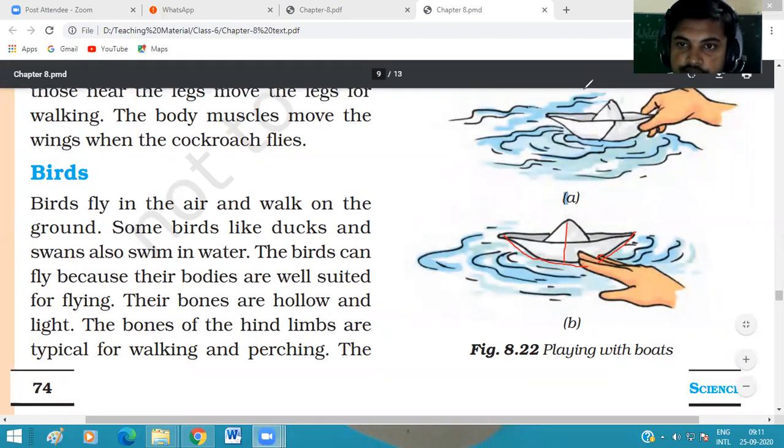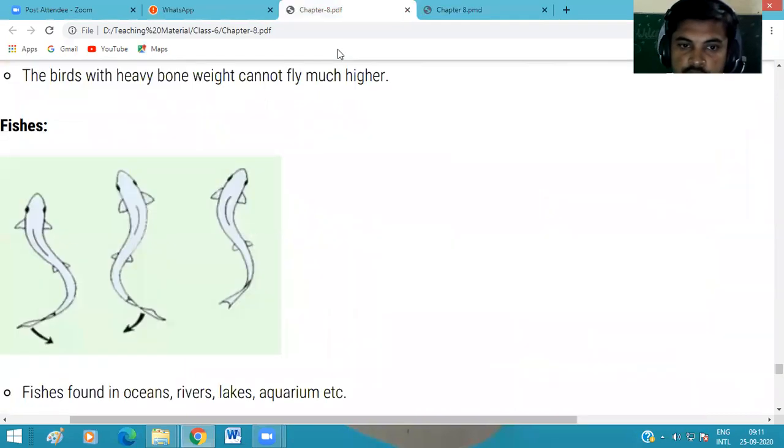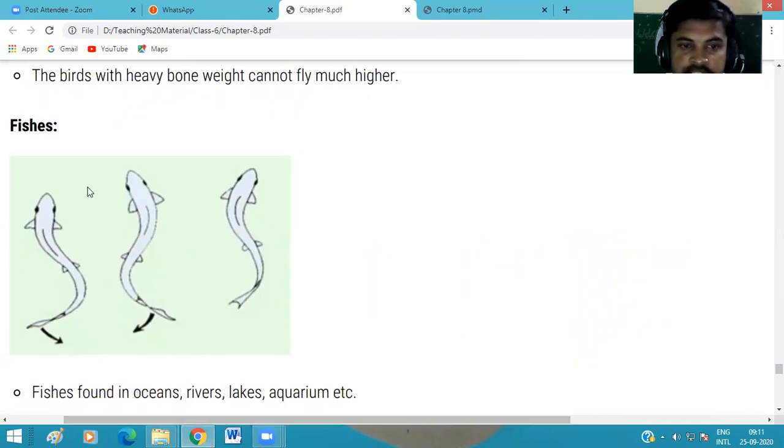Okay, so come to the next point, how fishes move. When you see the fish, its shape is like this. In the mouth portion they are slim, and they have a thick shape in the middle, and again a thin shape in the tail. So this type of shape we call streamline shape.